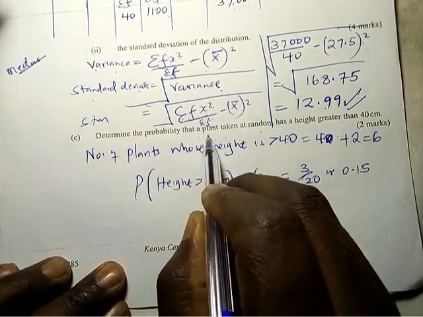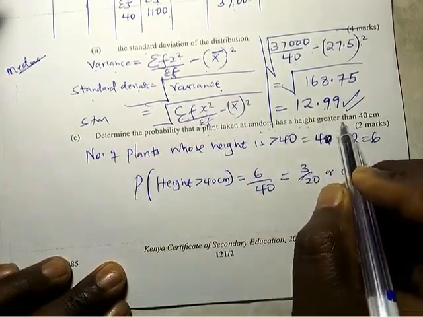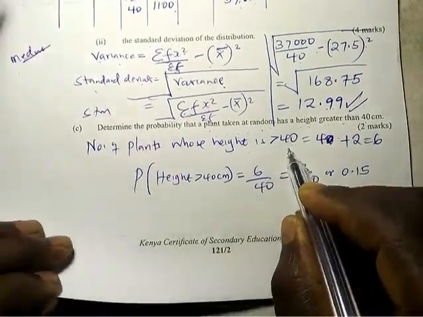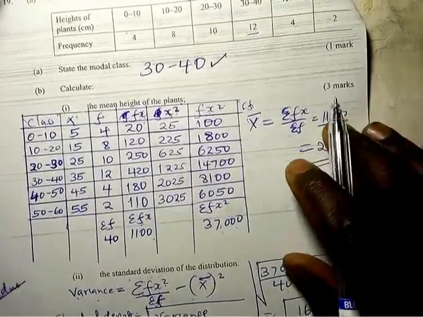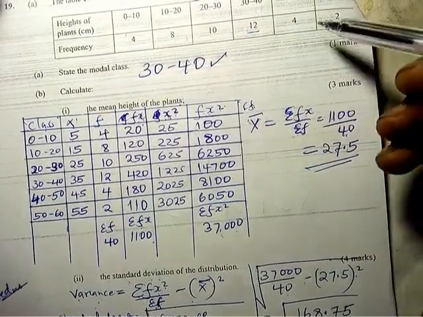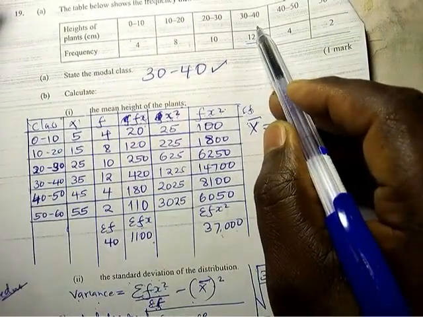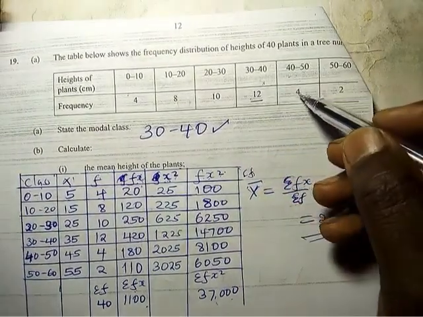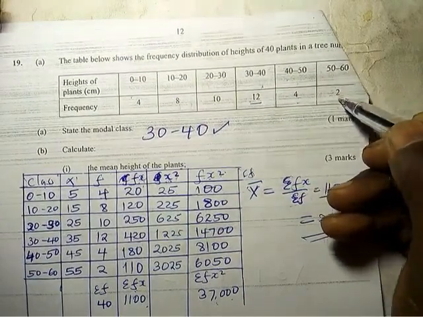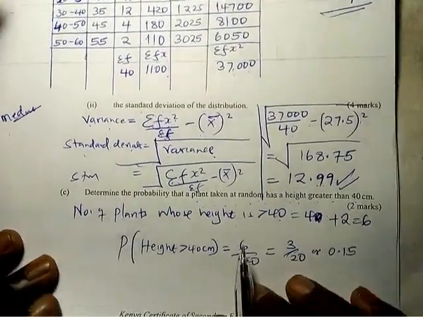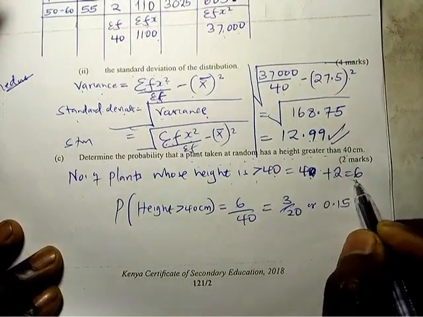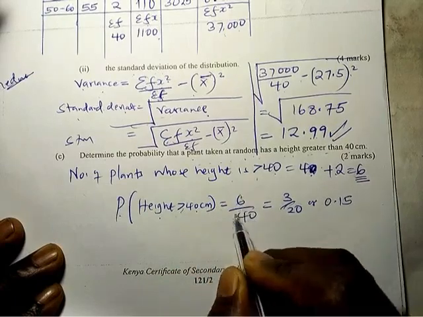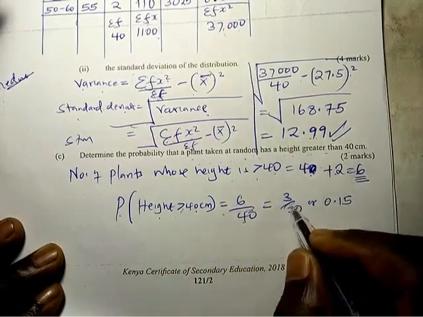Determine the probability that a plant taken at random has a height greater than 40. So number of plants whose height is greater than 40, you use the table here. Greater than 40, as you can see, 40 is here. So greater than 40 ni 41, 42, 43, 45. So ni 4 plus 2. So number of plants whose height is greater than 40 is 4 plus 2, which is equal to 6. So the probability of height greater than 40 is 6 over 40, over the total. And that one is 3 over 20.